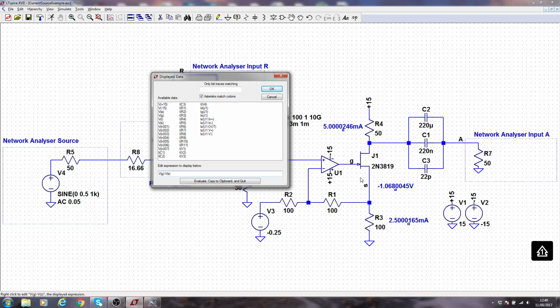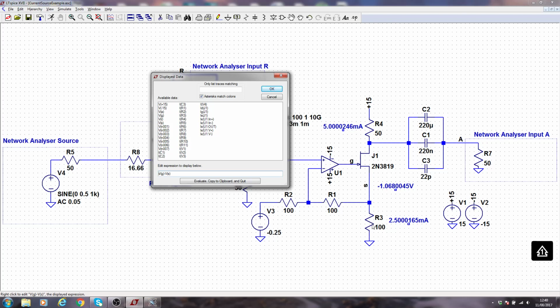So we are expecting to have to make the gate somewhat negative with respect to the source to control the flow of current from the plus 15 supply provided down here, through the 50 ohm, which is effectively my output resistance, through the drain and the source into R3, which is my current setting resistor effectively.